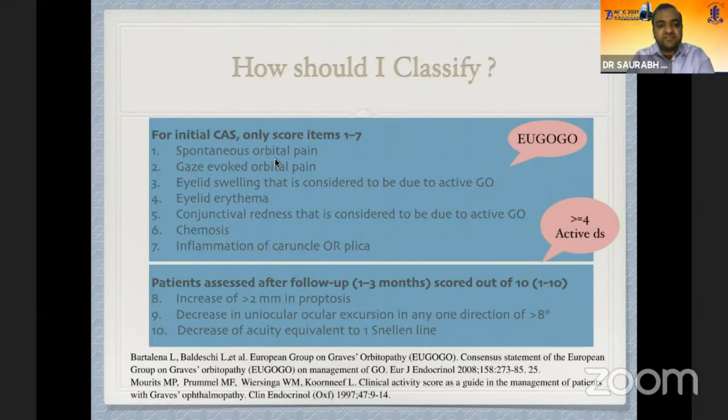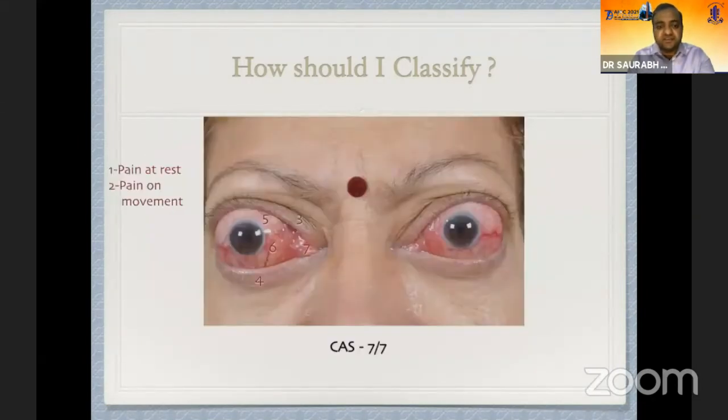So one is for orbital pain: the patient has a spontaneous orbital pain. 1 point for the gaze-evoked orbital pain. 1 point each for eyelid swelling, erythema, conjunctival redness, chemosis, and one for the inflammation of the caruncle. So we calculate and add up all these points, and a score of more than or equal to 4 suggests the patient has an active disease. So let's look at the calculation of these points for this patient.